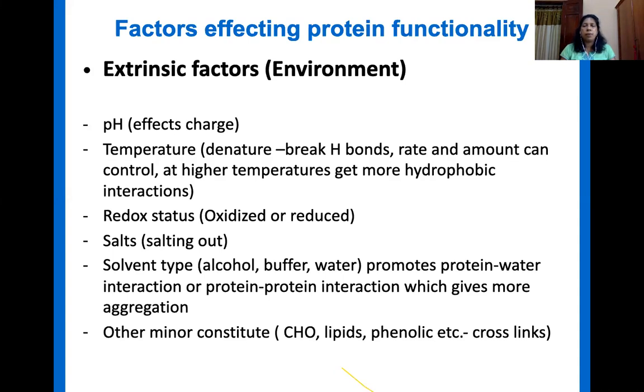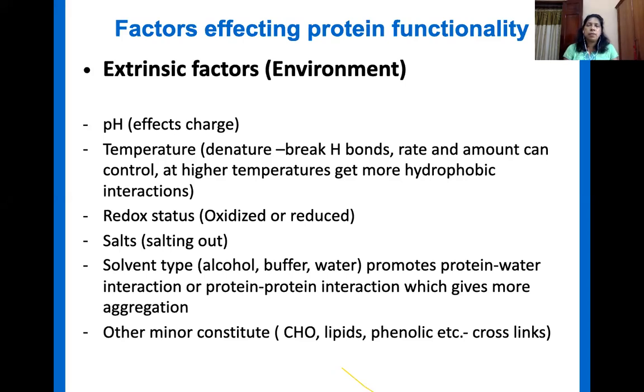Then solvent type: alcohol, buffer, water. Water promotes protein-water interaction, while protein-protein interaction gives more aggregation. Because when we talk about enzymes, definitely temperature and pH are really important. If the pH is changed, the active sites are no longer there, so the enzyme activity will change. Enzymes are proteins, so to keep that activity you have to maintain the correct, favorable pH.